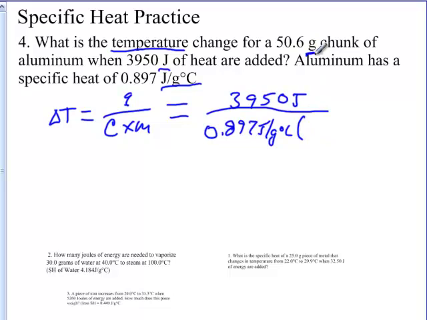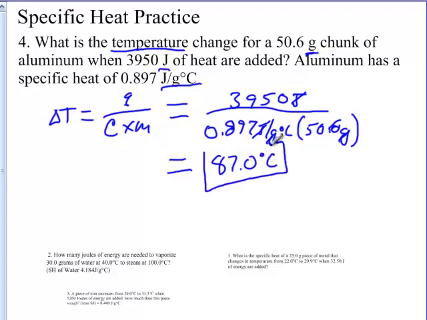So we're looking for grams. Okay, so 50.6 grams. Okay, multiply those two numbers together, divide them into joules. Let's look what happens to our units. Joules on bottom, joules on top, that cancels. Grams on bottom, grams on top, cancels. Celsius is on the bottom of the bottom, it's a reciprocal, so it comes on top. So, work that out. What do we get? 87.0 degrees Celsius. Final answer.